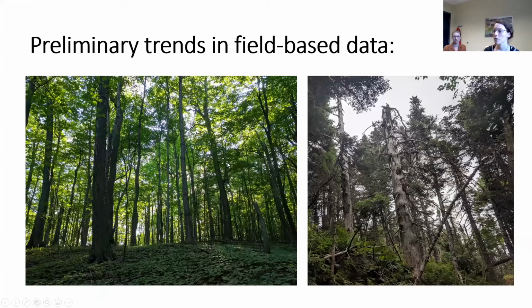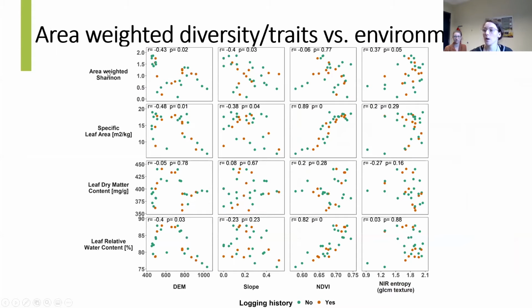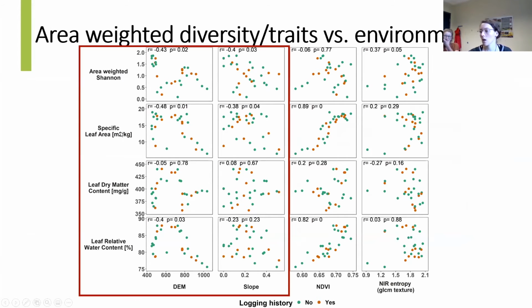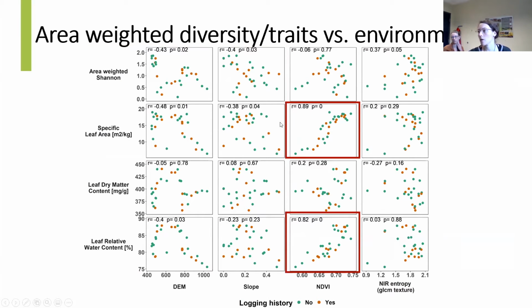And I want to give you just a very short insight into our preliminary trends of these field-based data. We used the area-weighted Shannon diversity, but also the area-weighted community-weighted traits, and related these to environmental variables. On the one hand, we used elevation and slope here, but found no strong linear relationship. And I also want to pinpoint a very known relationship here between the specific leaf area and the NDVI, which was really strong here and also found in various literature.